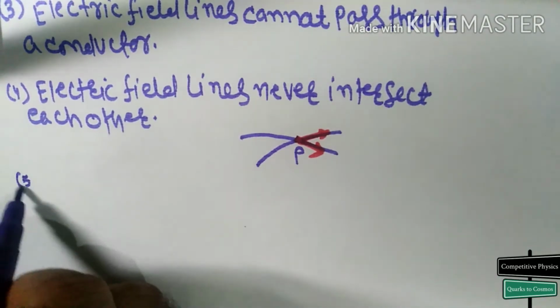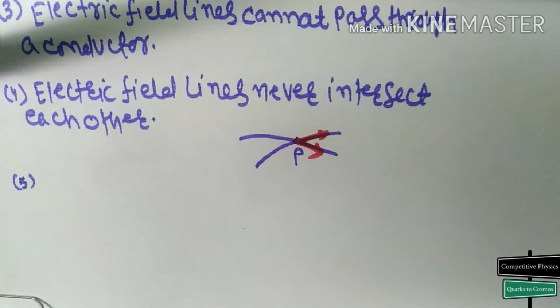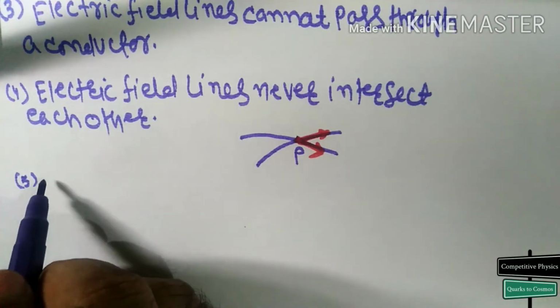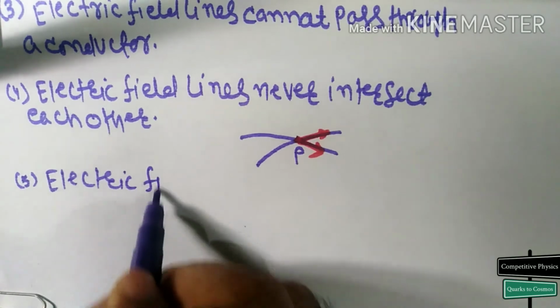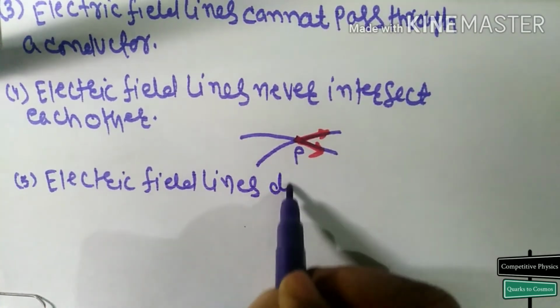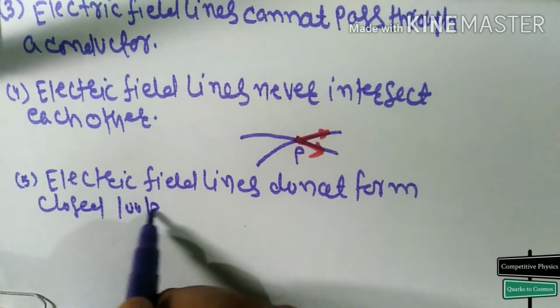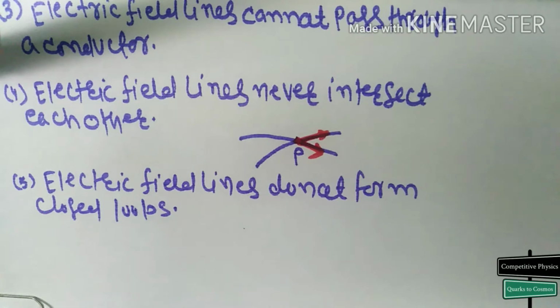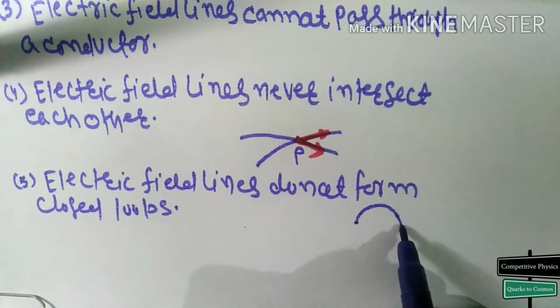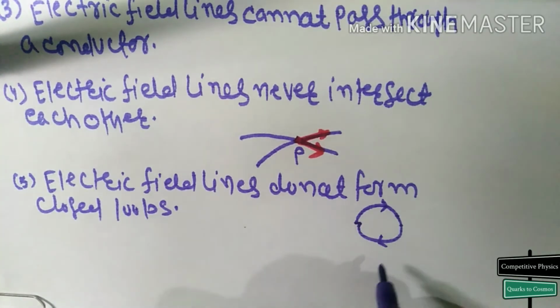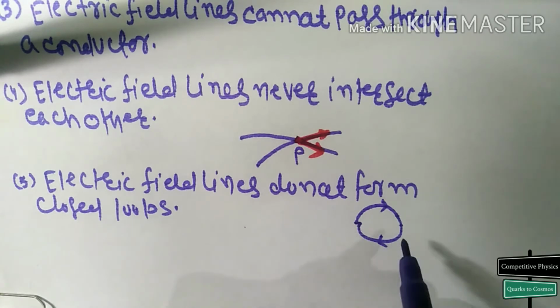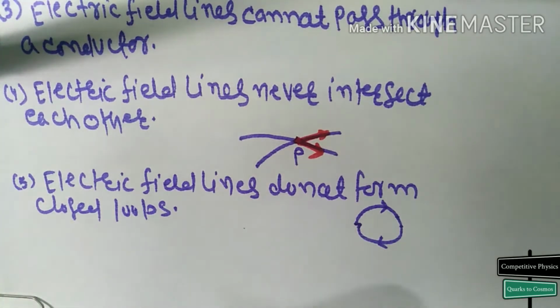What is the next property? It is property number 5. Electric field lines do not form closed loops. What is the meaning of closed loop? It means if you start from a point and come back to the same point, then only you can form closed loops. But in the case of electric field lines, they start from positive charge and end at negative charge. It is not coming back to the positive charge. That's why you can say that electric field lines do not form closed loops.